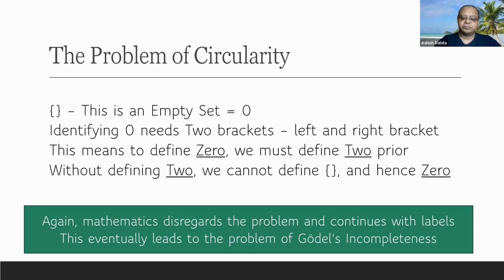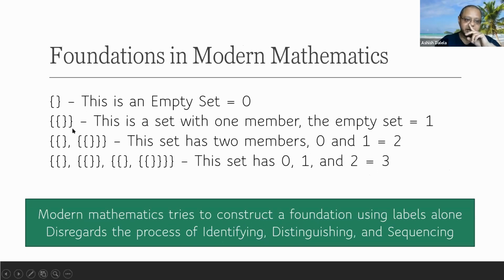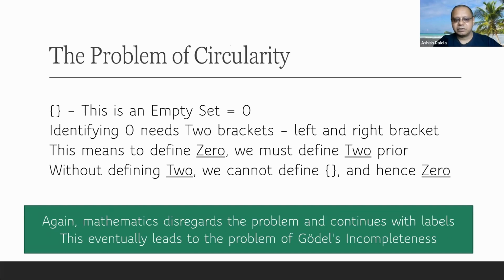Similarly, if you go back to the previous picture and you start looking at 1, this 1 is actually 4 braces. So to define 1, I need 4 braces. That means I have not yet defined 2, I have not defined 3, but I am already assuming 4. Similarly, as you go to higher and higher numbers, you are leaping forward more in terms of numbers. So this is the problem of circularity. Now, mathematics disregards this problem, and it keeps proceeding into the construction using labels.